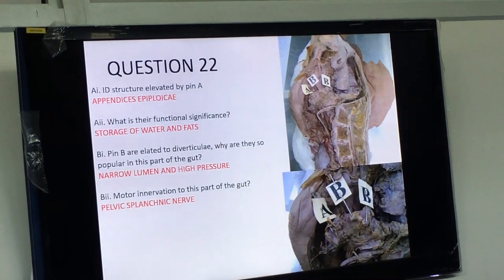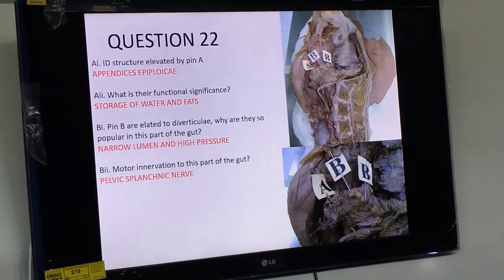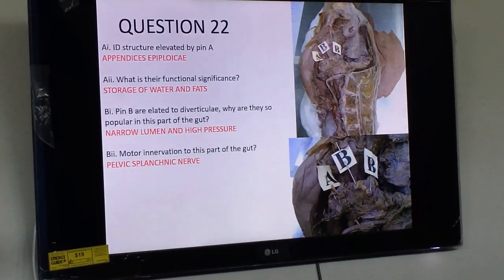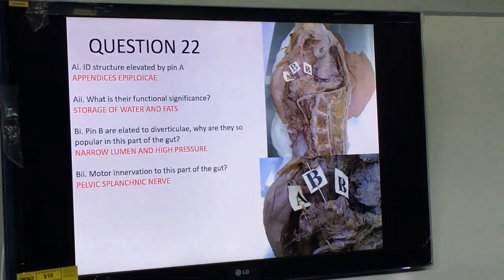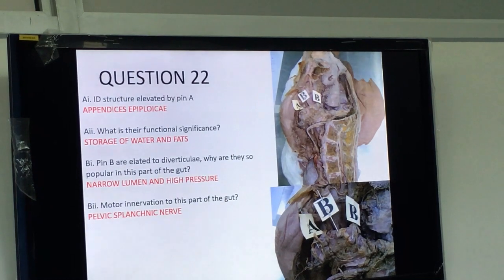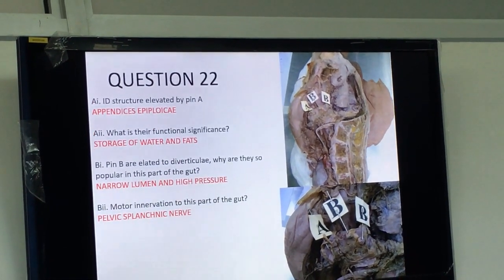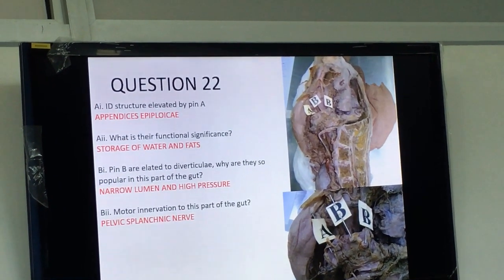It's just any part of the colon. No, which part of the picture? What are the pins? Which part of the colon? No, the pin is in the diverticula. Which part are we? Well, I don't think you can tell. That's why we're asking.